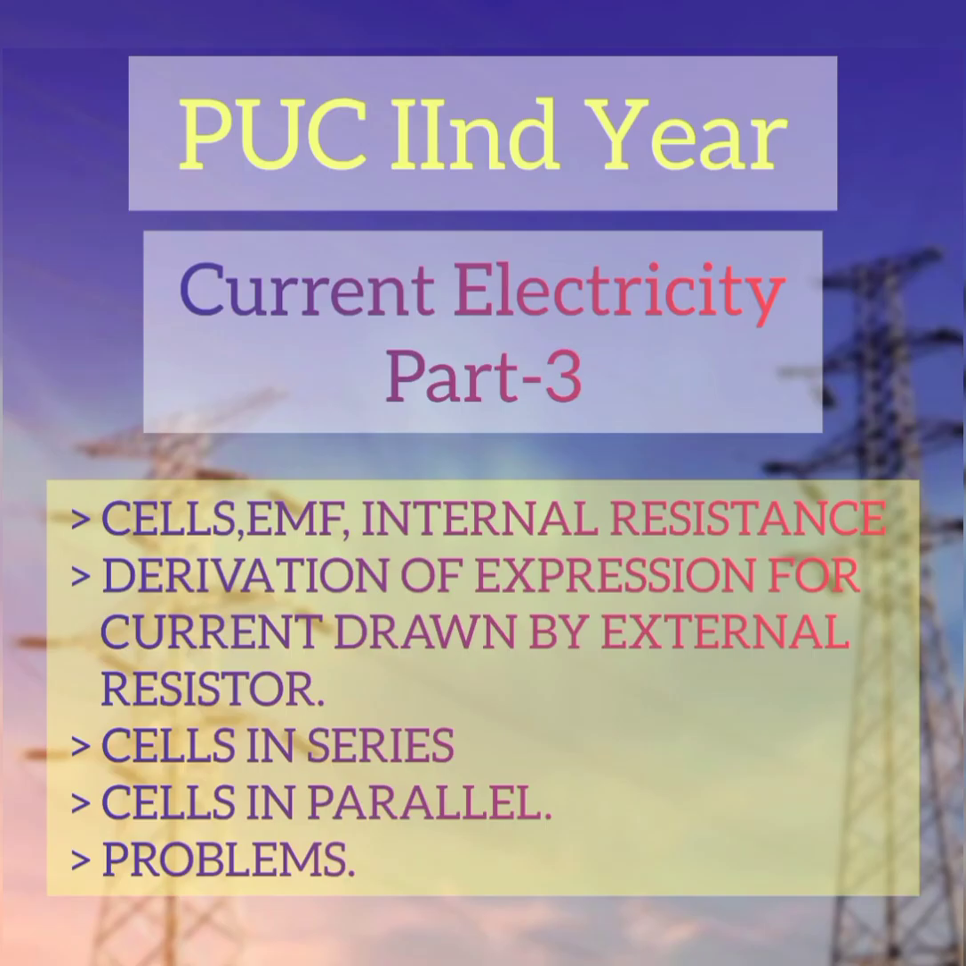In the last two parts, we discussed some 3 marks and 5 marks derivations from the chapter Current Electricity. Let us see some definitions and some derivations from this topic. First of all, what do you mean by cell, electromotive force, and internal resistance? We have to know.